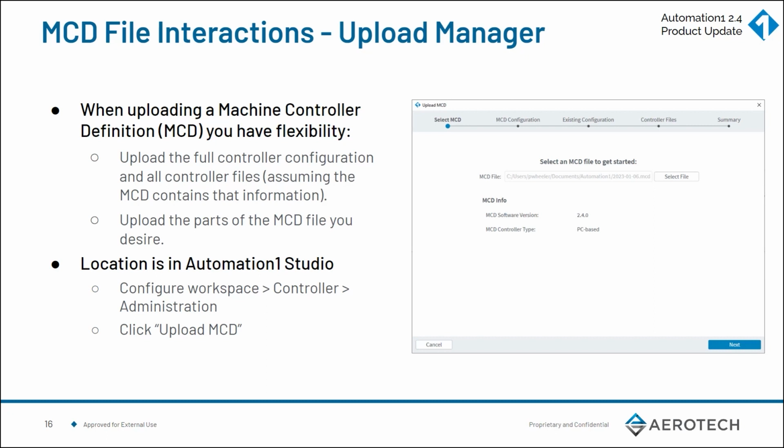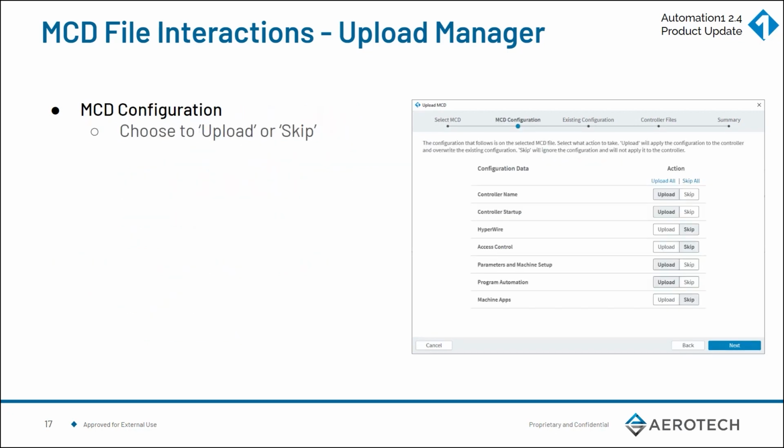You can also upload the parts of the machine controller definition file that you desire. You can make choices. The location of this, again, is in the configure workspace under controller administration, where you click upload MCD. In the process you'll walk through here, first there's an MCD configuration step. You click upload or skip for all these different parts of the controller configuration, including the name, the startup settings, the hyperwire bus settings, access control settings, parameters and machine setup configuration, program automation, and also your machine apps. You can choose to upload or skip all of those things.